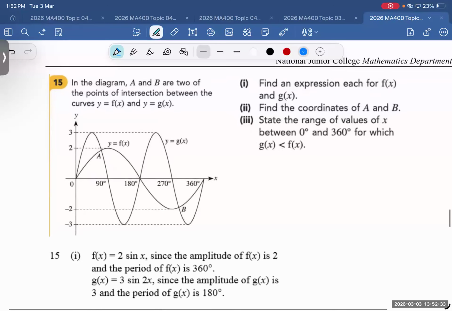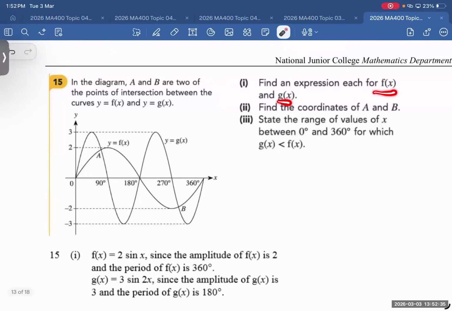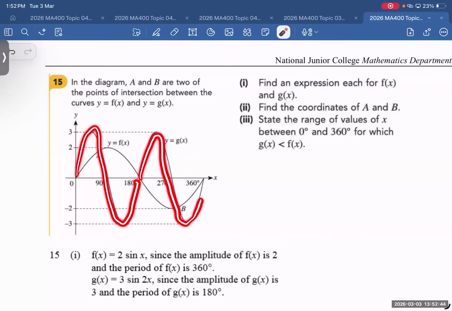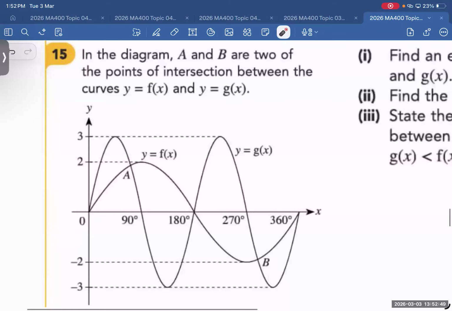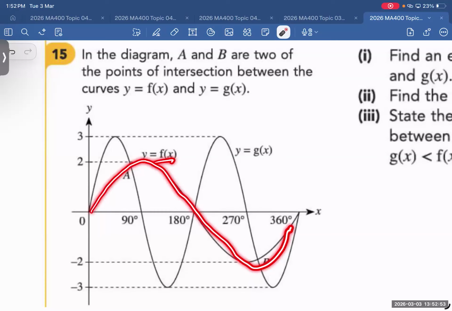Question 15 part 1. Find an expression for f and g. Now for f x, guys, I must remind you that you really need to know your trigo graphs. There are some graphs you need to memorize. Can you see that for f x, it goes up and comes down? What shape is this? Last week I let you watch that TikTok video, for a reason, because you use it so often. What's the amplitude? 2. y equals 2 sine x.